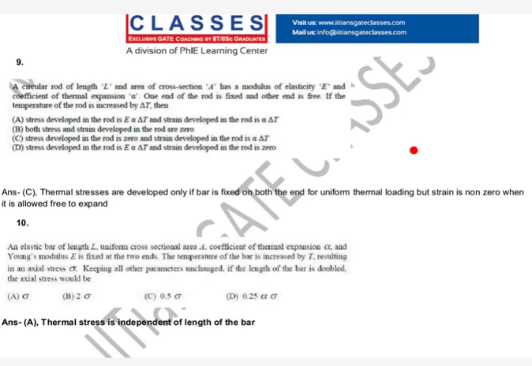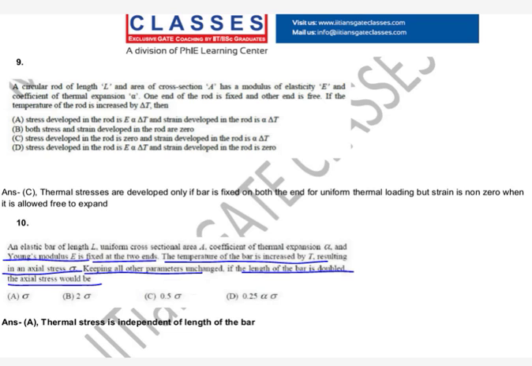Now look at question number 10. What does it say? An elastic bar of length L, uniform cross-sectional area A, coefficient of thermal expansion alpha, Young's modulus E, fixed at two ends. The temperature of the bar is increased by T, resulting in axial stress sigma. Keeping all the parameters the same, if length is doubled, what will be the axial stress?